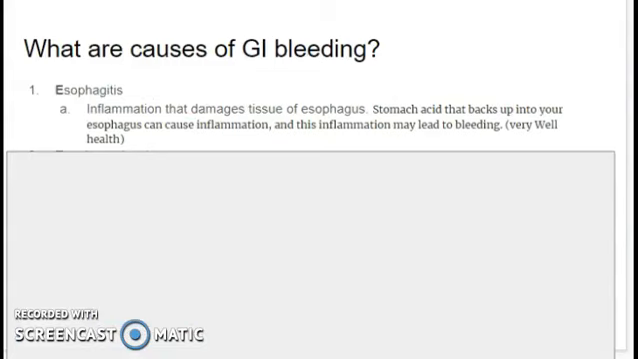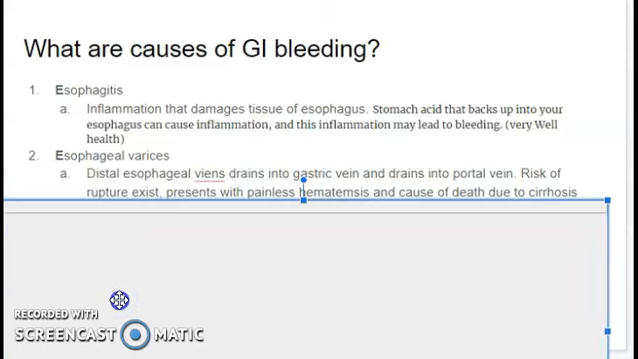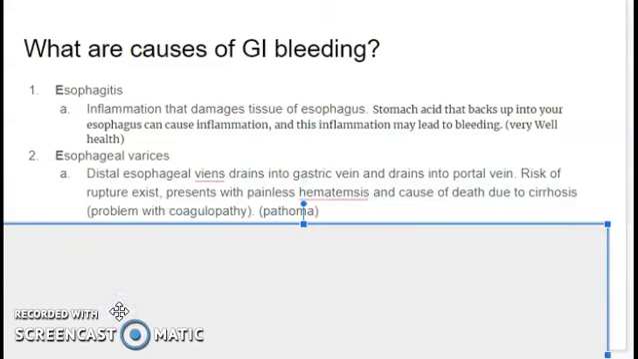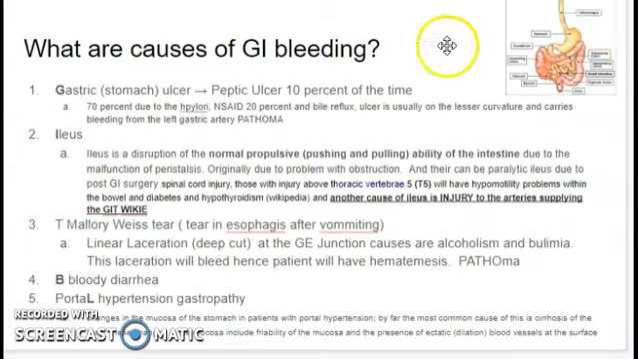Over here again, there's some sort of inflammation. The E is going to be obviously our esophageal varices. Basically, the distal esophageal veins get congested. This is due to the fact that the gastric vein is going to be... I need to get the diagram for this.